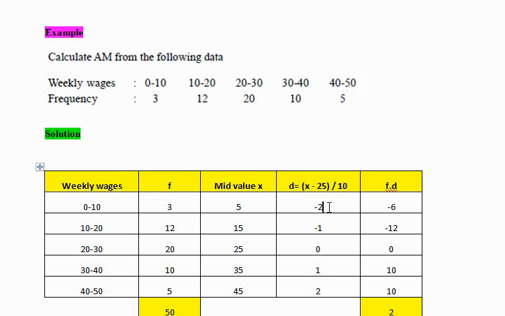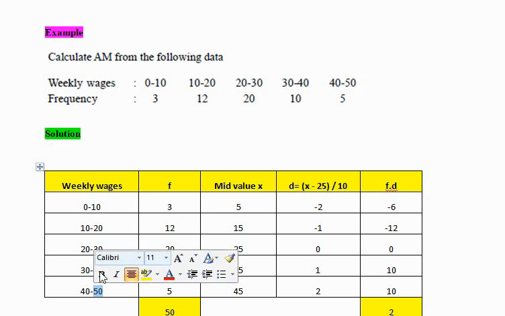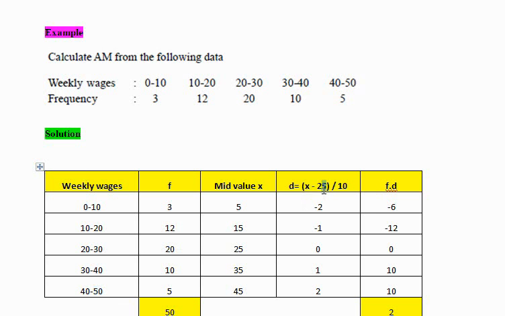Then d can be written as x minus a by c. Here a is the assumed value that we are taking as 25. Any value between 0 and 50 can be taken as a. The lowest value is 0 and the highest value is 50. Any value in between 0 and 50 can be taken as a. So here a is taken as 25, and c is the class interval.